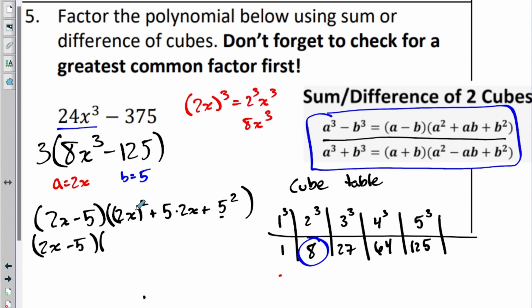And so I have to square the 2, which becomes 4x squared. And then this becomes plus 10x, from 5 times 2x. And then this thing becomes 25. And so now we're here. And once we're here, we kind of just look at this, right?